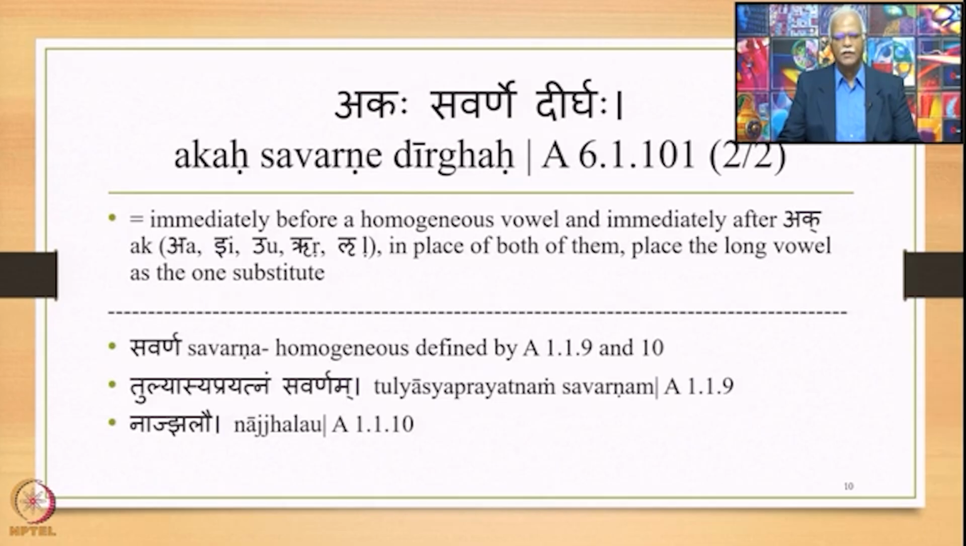I repeat, immediately before a homogeneous vowel, Savarne achi, and immediately after ak, ak is a, i, u, ru, lu, akaha. In place of both of them, purva parayoho, place the long vowel dirghaha as the one substitute, ekaha. And we have already studied the concept of Savarna when we studied the sutras Tulyasya Prayatnam Savarnam as well as Najhalau.